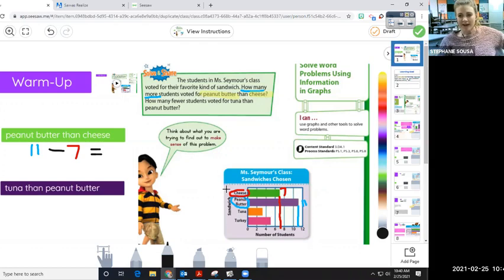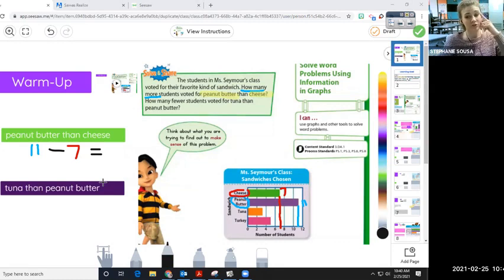We are subtracting because it says how many more than. It does not say how many altogether. It does not say how many people voted for peanut butter and cheese. It says how many more voted for peanut butter than cheese. So we are going to subtract. 11, take away 7.